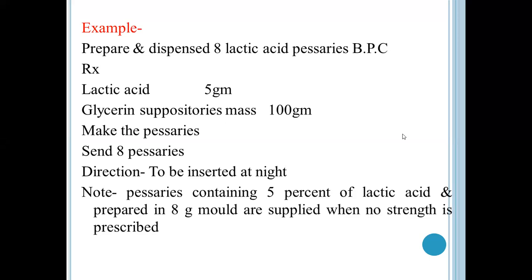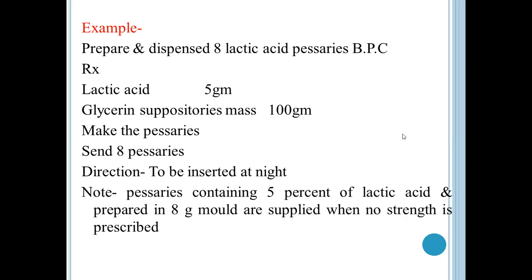Then next, amount of lactic acid. Lactic acid required for the 10 pessaries is equal to 100 into 5. 100 means what? Glycerin suppositories mass into 5. How much will it be? 100 into 5, 500. Divided by 100 is equal to 5. This is the concentration or quantity of the lactic acid. Means lactic acid you have to give 5 gram. So this is about calculation.